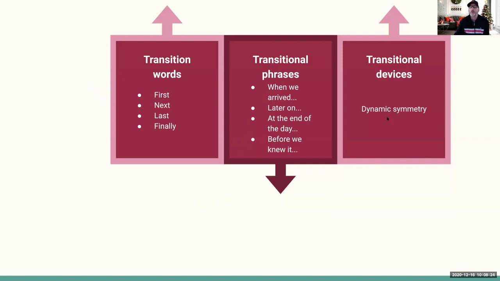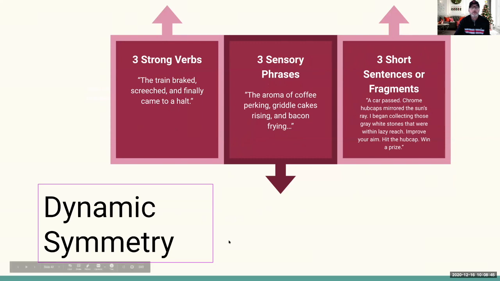We're well aware of transitional phrases like I have listed here. Now, you'll notice that right here, there's a third one called transitional devices, and something that's referred to as dynamic symmetry, which is a big word for something that I'll show you here in just a second. So, what is dynamic symmetry? It's a series of different things.